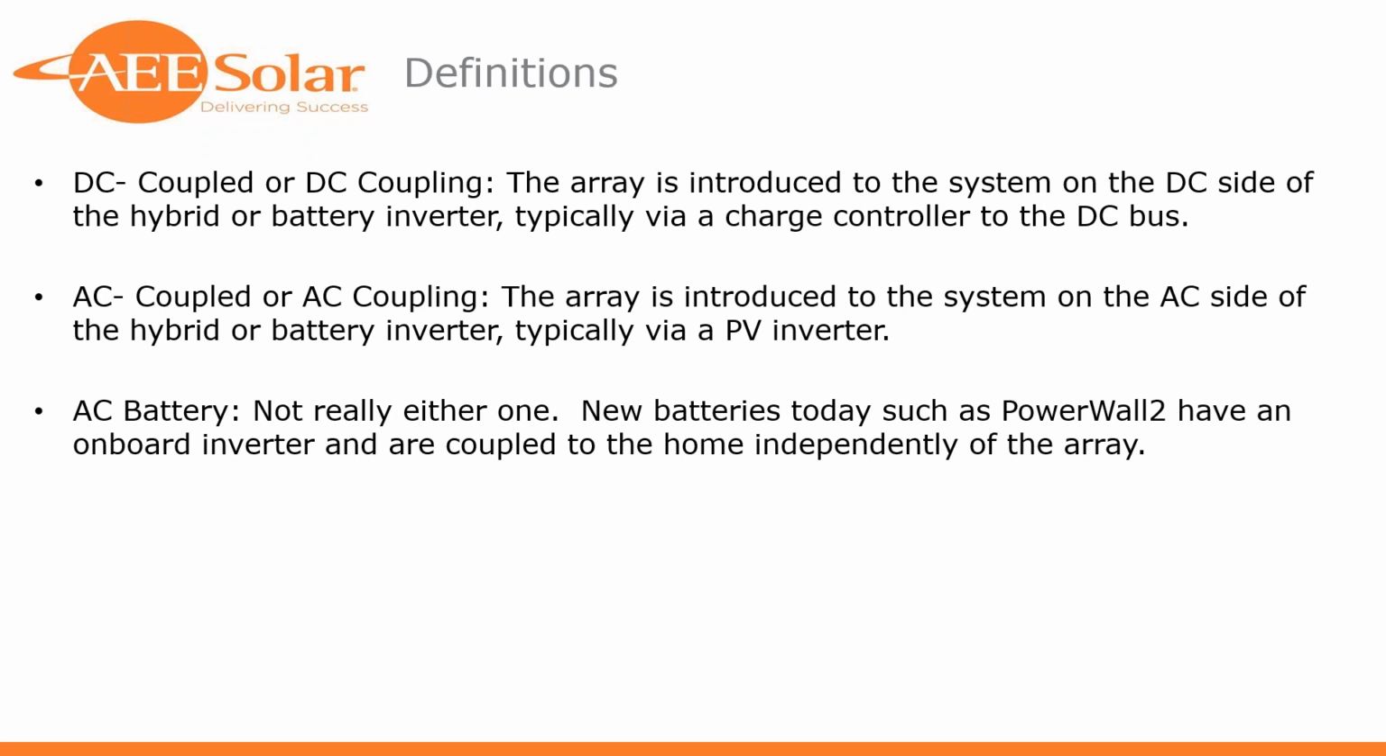And for each of these, we'll have some block diagrams later to kind of illustrate this. So typically the power, the array wattage, if you will, is introduced to the system via a charge controller to the DC bus, and then the battery inverter is going to make decisions on what to do with that power. In an AC coupled or AC coupling, you're introducing that PV wattage to the system on the AC side of the hybrid or battery inverter, typically via a PV inverter. So, fairly well understood descriptions. I think at a high level, we all kind of understand what that means.